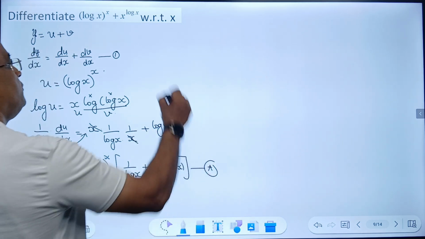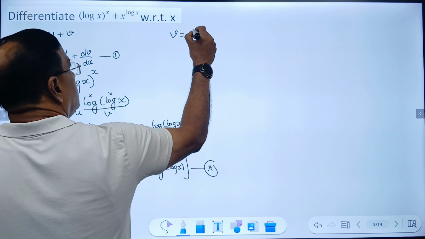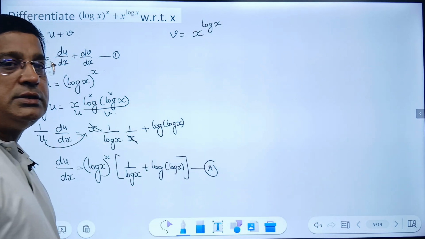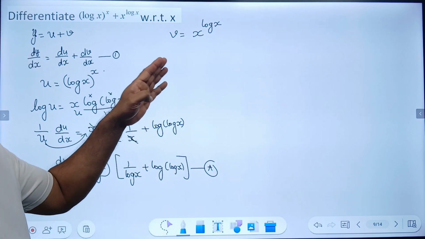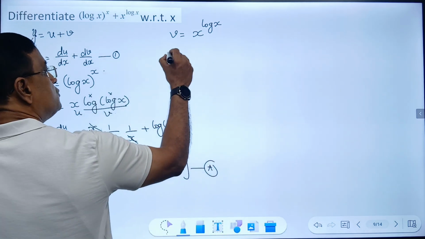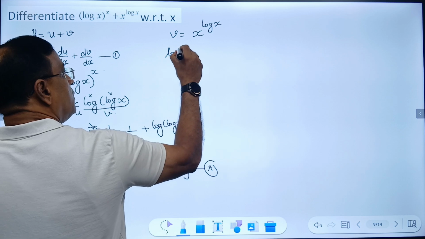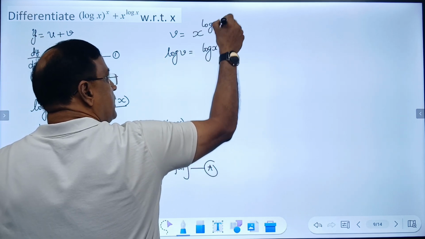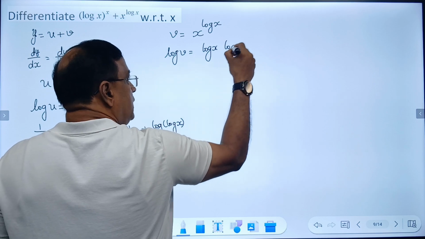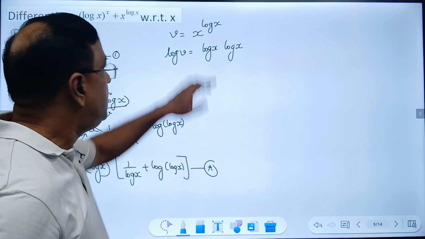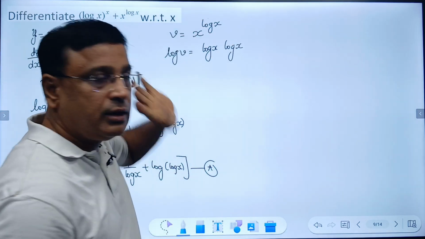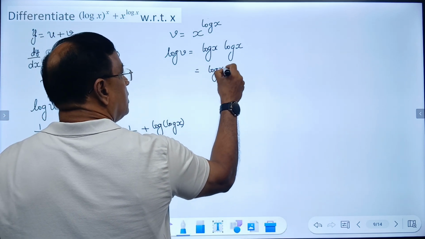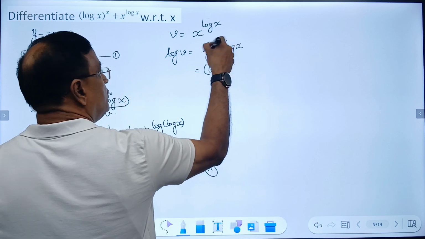Now take v. What is v? V is x power log x. X is a variable, log x is a variable. Variable raised to the power of variable. So we have nothing else to do but to take log. What is log v? Log v is n log a, where your a is x. So if you want, you can write this as log x the whole square. That will be easy for you. Otherwise you have to use product rule.